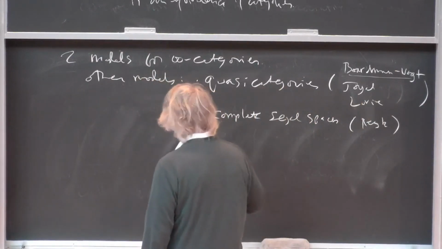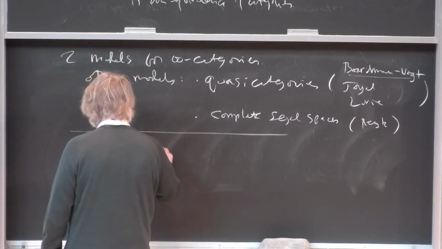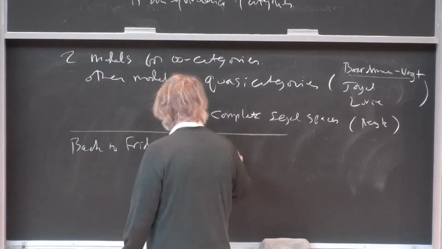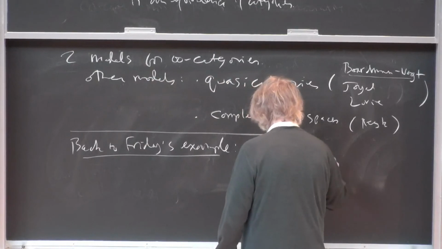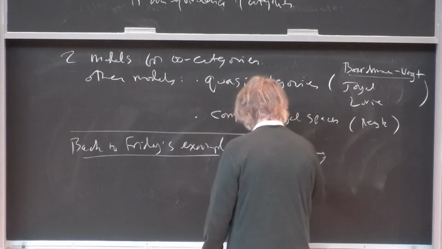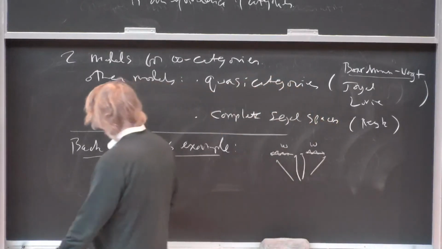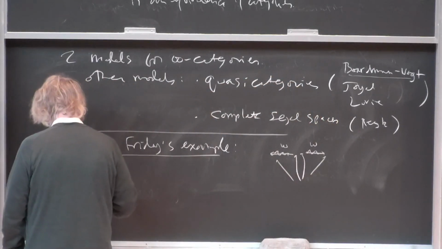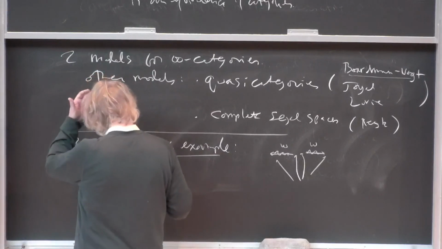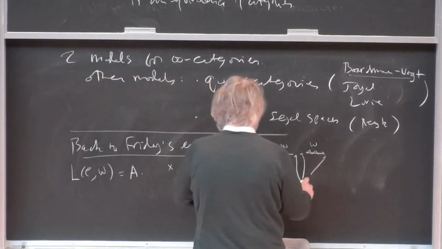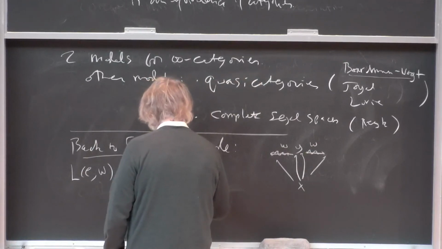But let me just finish by going back to the example of Friday. We had this category C, which was something like that. We put these two guys inside W. Then we said that if we took the localization of C by W, let's call that A, that's basically going to have two objects X and Y. We'll throw out these ones. It's going to have two objects X and Y, and A1 of XY is going to be S1. It's going to be a circle.